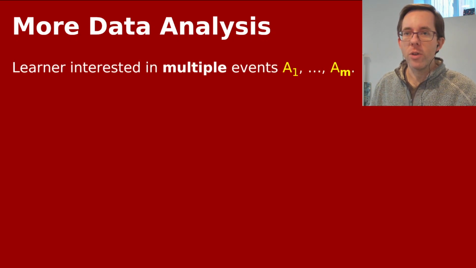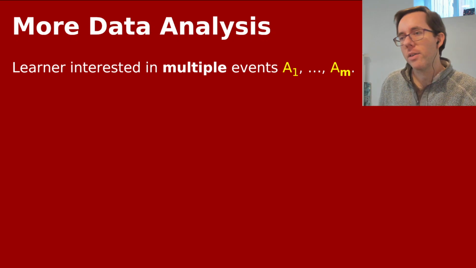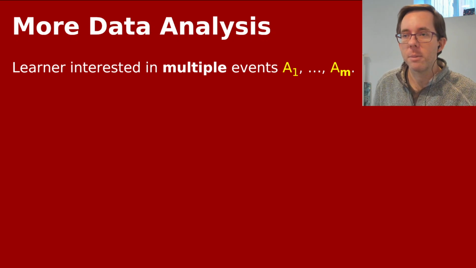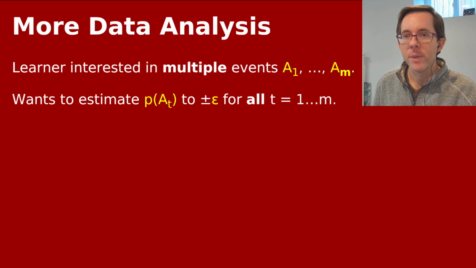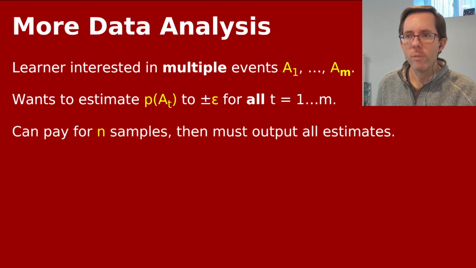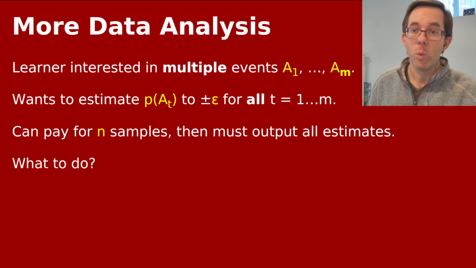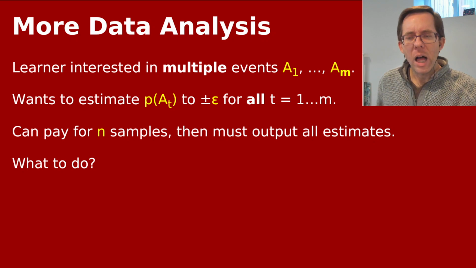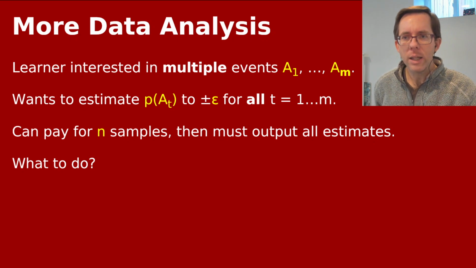Now let's say that you, the learner, are interested in multiple events, A1 through AM. And m is the number of events, and I'm going to be referring to m a lot in this talk. So m is the number of events, d is the number of outcomes for the die. And you want to estimate all of their probabilities, the probability of A1 through AM, to plus or minus epsilon, and you want to get them all correct up to this additive epsilon. Again, you can pay for some number of samples n, which you're trying to minimize, and then you have to output all your estimates based on the samples. What should you do here? Well, the most obvious idea also works well here.